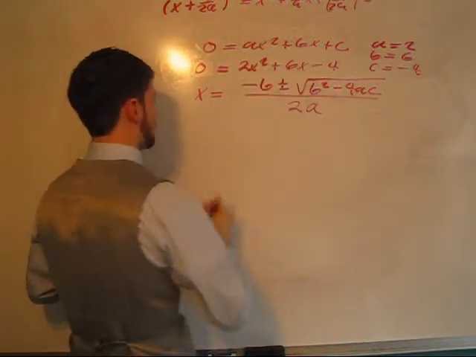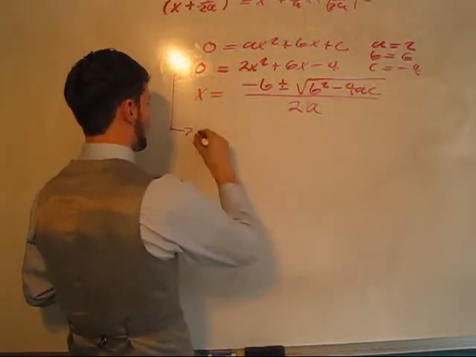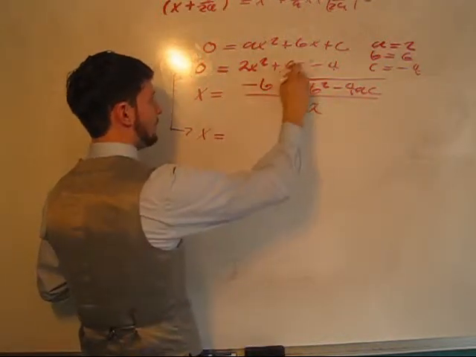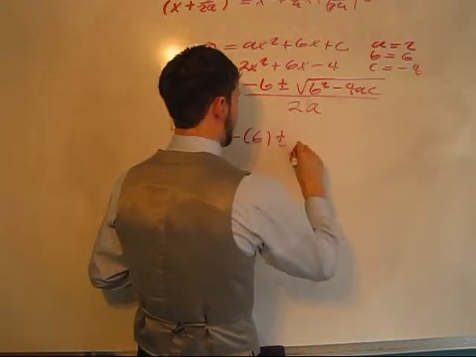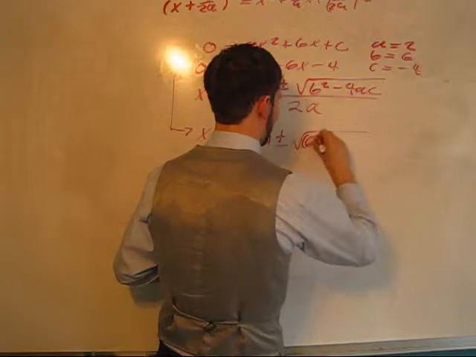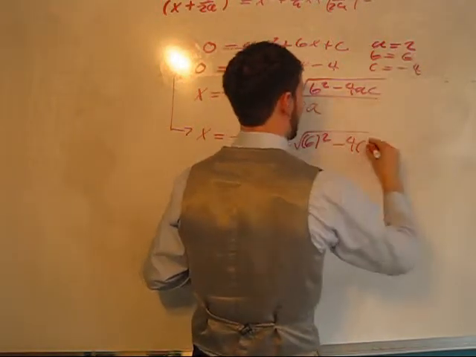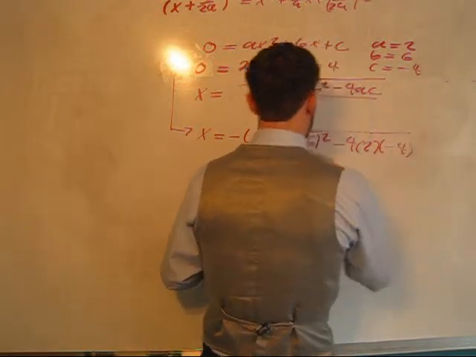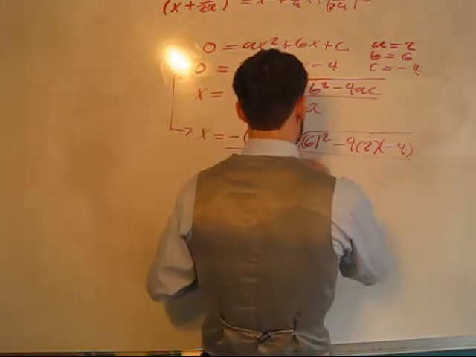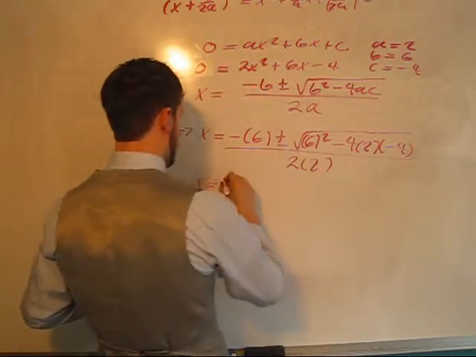So let's do that now. So we're given this, and so using this, x should be equal to, the value of b is 6, and so this will be the opposite of 6, plus or minus the square root of 6 squared, because that's b squared, minus 4 times a, which is 2, and then c is the opposite of 4. And this is all divided by 2a, so 2 times a, which is 2. So now we just simplify and we should have the exact answer.